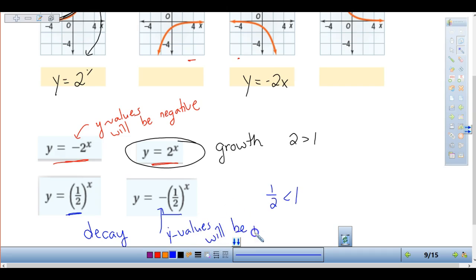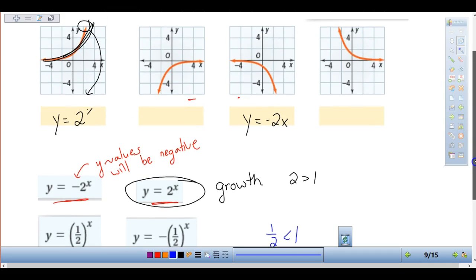Will be negative. Even if our exponents are negative, remember they don't switch. And so now if I look, this is going to be y equals 1/2 to the x, because again I'm decreasing here. And then if I flip it, which is what the negative does, that gets me right here. So remember that negative also just flips it, reflects it over the x-axis. That's great to remember.